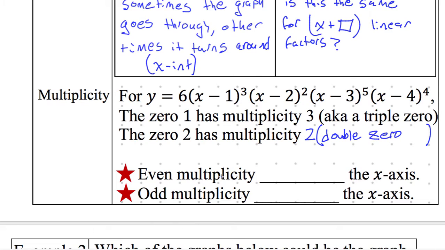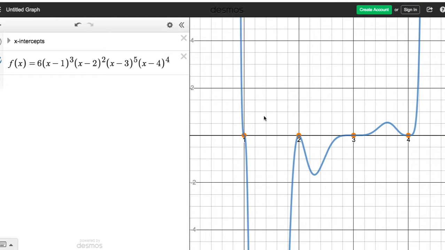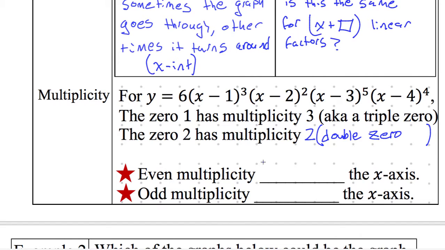So now let's talk about that rule from this graph from Desmos that we were looking at. Whenever I had an odd multiplicity or an odd power here, it went through. So we want to say that. Even multiplicity goes through, or I should say it crosses the x-axis. Oh wait, that's for even. I should be writing that in odd, sorry. So odd crosses the x-axis.